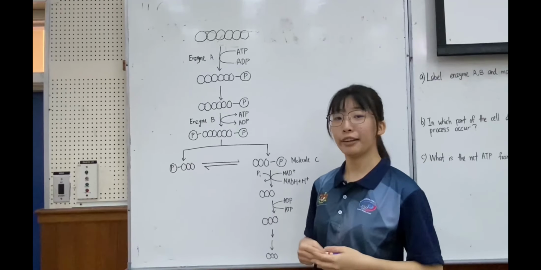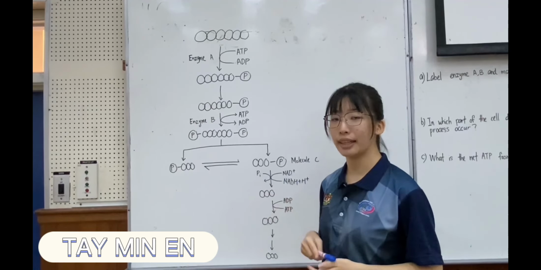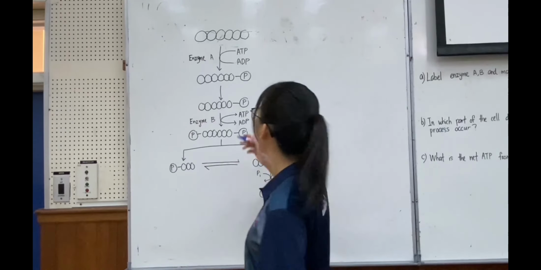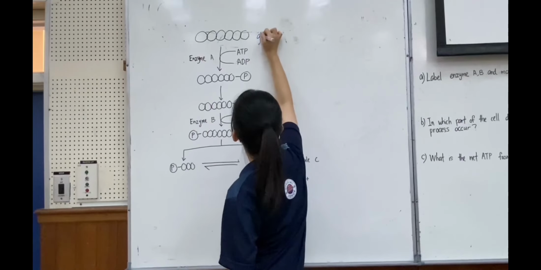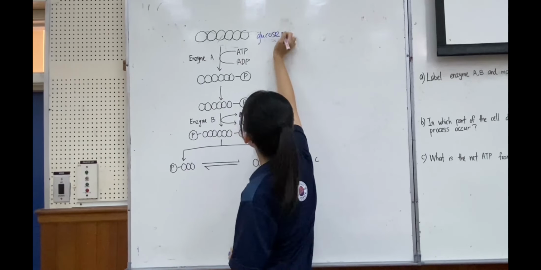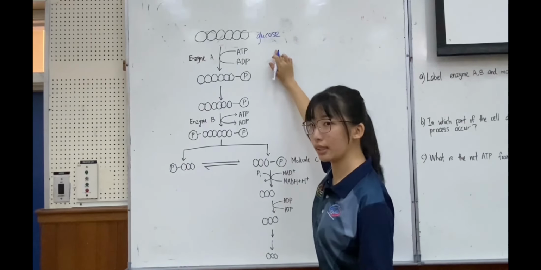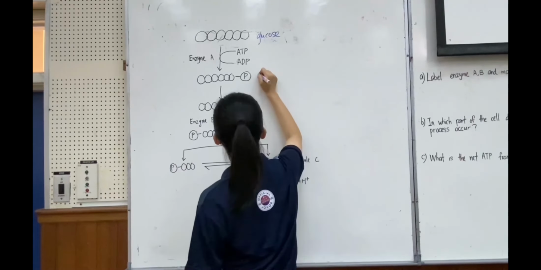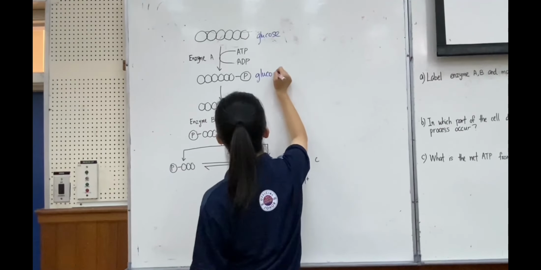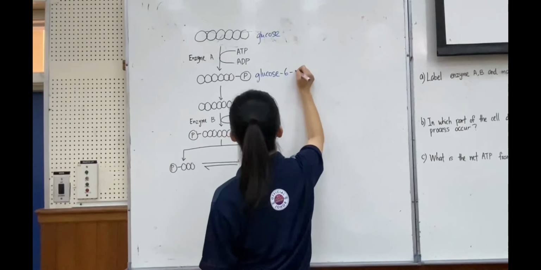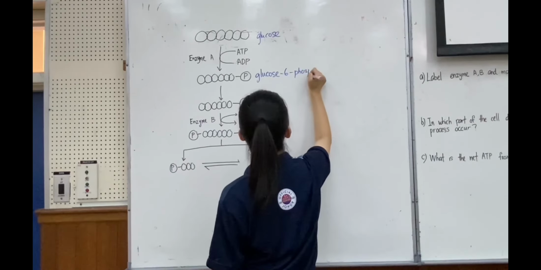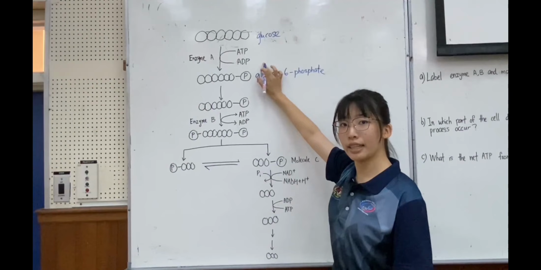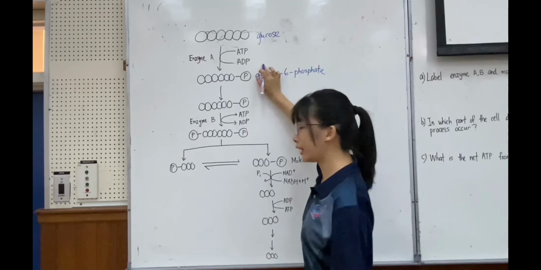Thank you. Well, I have prepared one question regarding glycolysis, so let us give it a try. The first one is glucose, and this glucose is phosphorylated to form glucose 6-phosphate. And here occurs energy investment, which is phosphorylation.